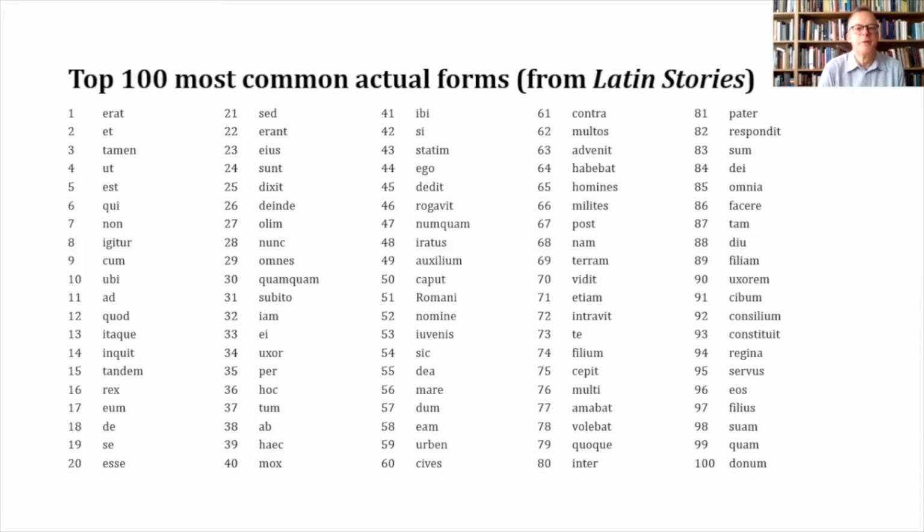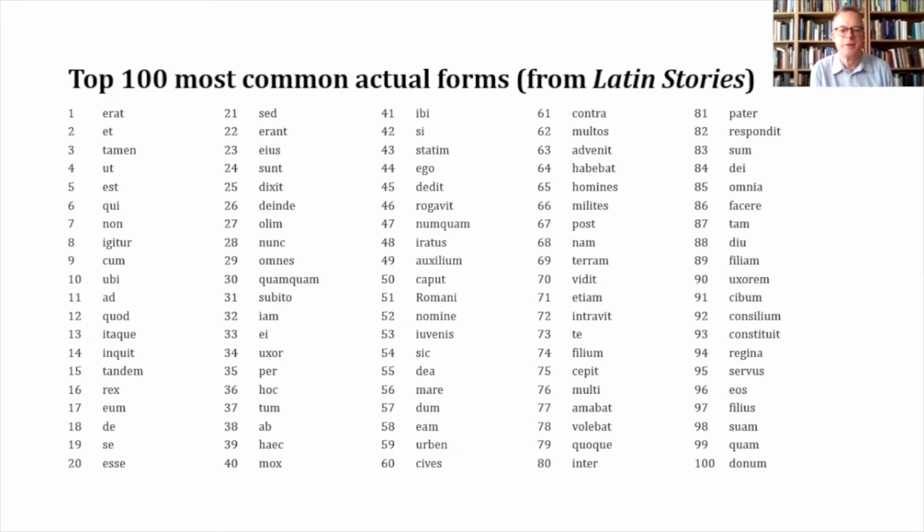Erat, somebody was king of somewhere, whatever. Et, and, where you're going to join things together. Tamen, you're going to make contrasts. Ut, with its various jobs, even at GCSE, at least 3 different jobs, 4 really, isn't it? So you've got result clause, purpose clause, indirect command, and just meaning sort of as. And then est, qui, non, igitur, cum, ubi, ad, quod, itaque.